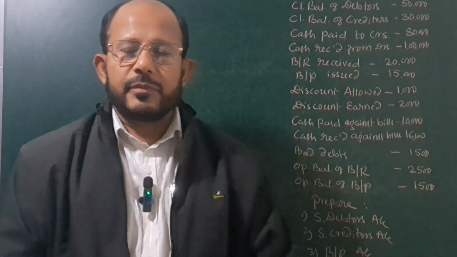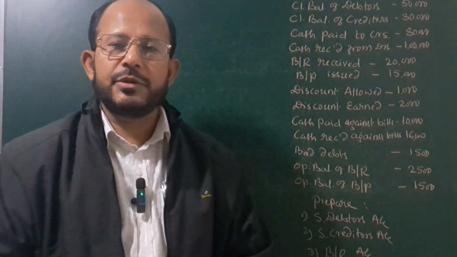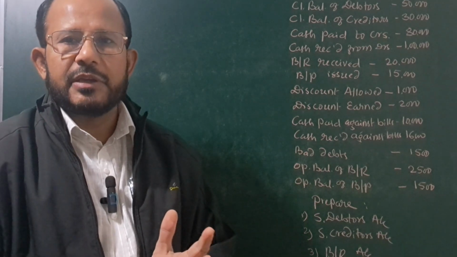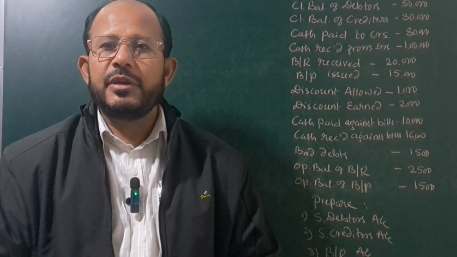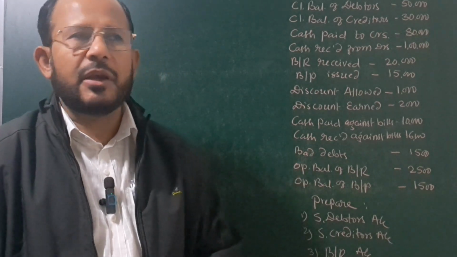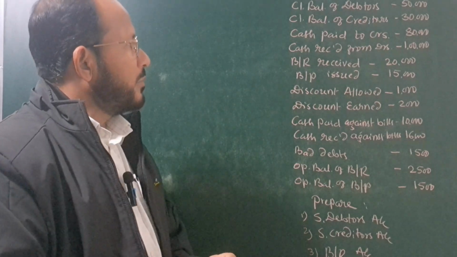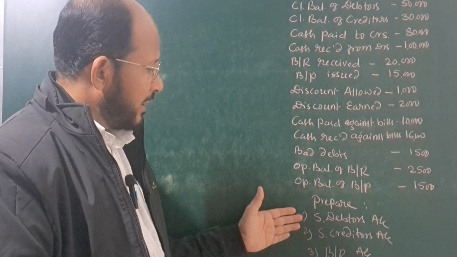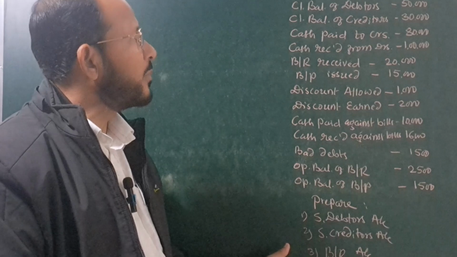Okay, dear students, in today's class, I am going to solve one problem on the conversion of single entry into double entry system. In the previous session, we discussed how to prepare total debtors account, total creditors account, bills receivable and bills payable accounts. Therefore, here I have taken one problem. In this problem, we have to prepare debtors account, creditors account, bills receivable account and bills payable account.